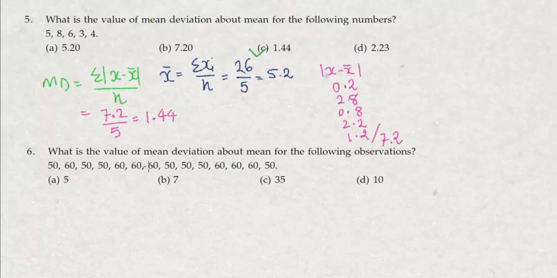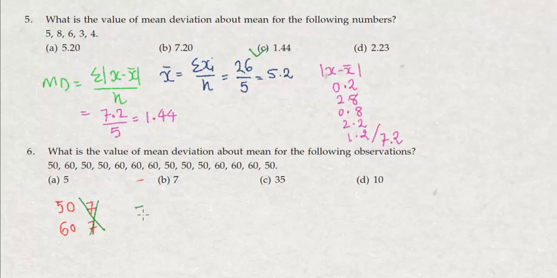What is the value of mean deviation about mean for the following observations? Here, see, we have a very interesting sum. If you see carefully, then 50 is being repeated 7 times: 1, 2, 3, 4, 5, 6 and 7, and even 60 is being repeated 7 times. So here we have the same frequency for both numbers, so we can forget about the frequency.